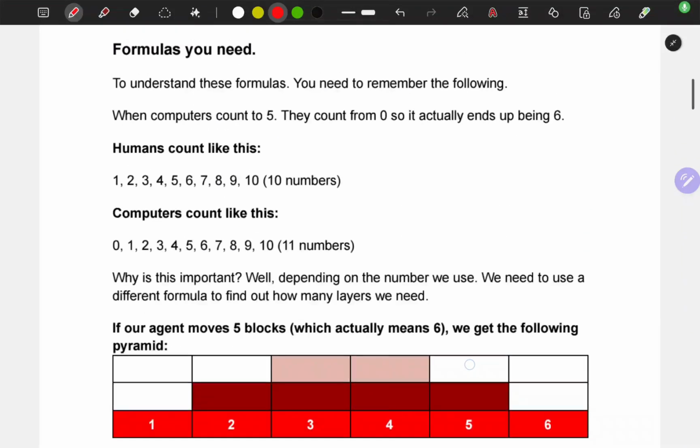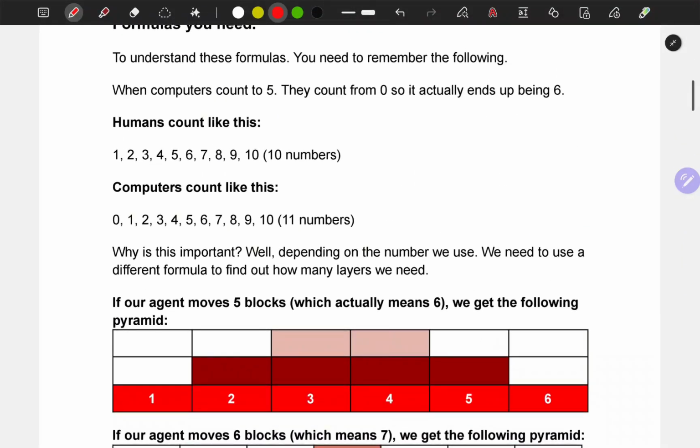Guys, so this is a homework and this is an explanation on how to do the homework really simply.